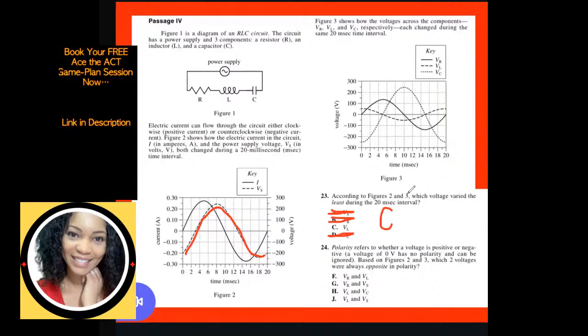And because this test goes so quick, right? 40 questions, 35 minutes, since it's so quick, you need to know it going in that this is what you're going to be expected to do, and this is how you do it, okay?